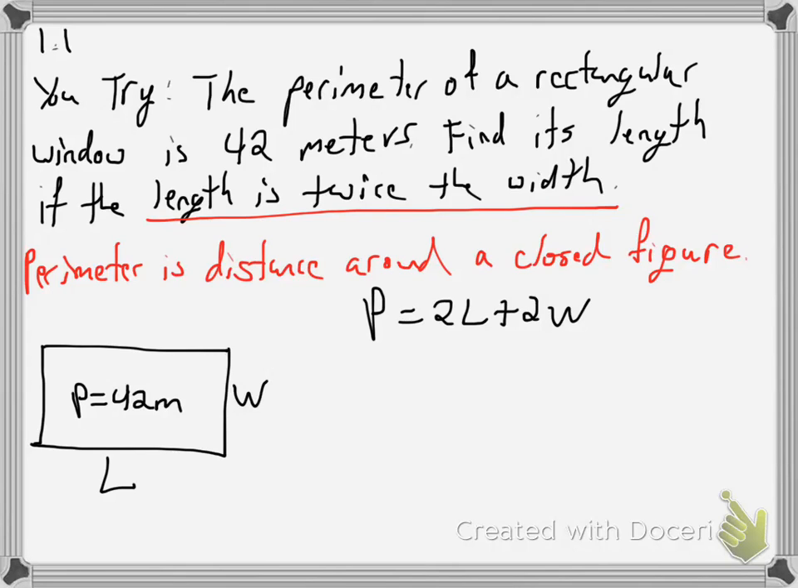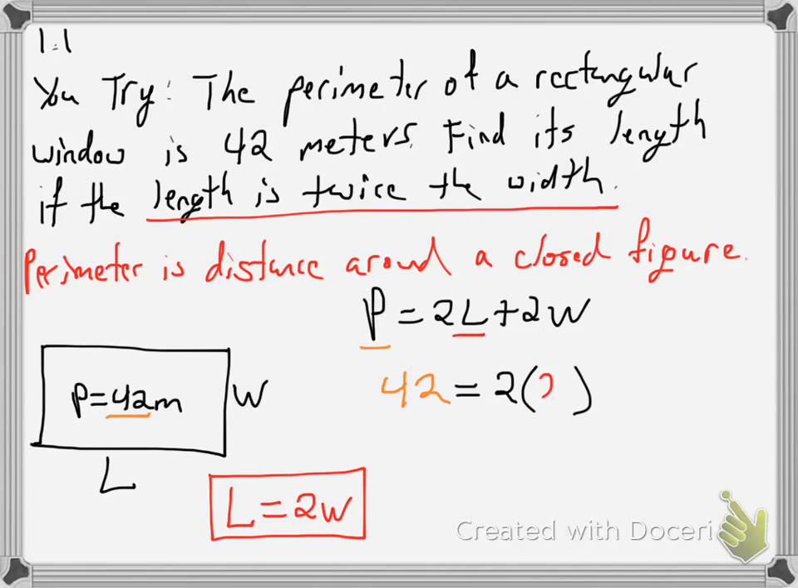And then we have a piece of information here. It says the length is twice the width. So I've underlined that in red there. And so we're going to write down the length is 2 width. And what we're going to do is go ahead and substitute that in our perimeter formula along with the 42. Okay. So 42 is equal to 2 times 2 width plus 2 width. So we're just subbing in.